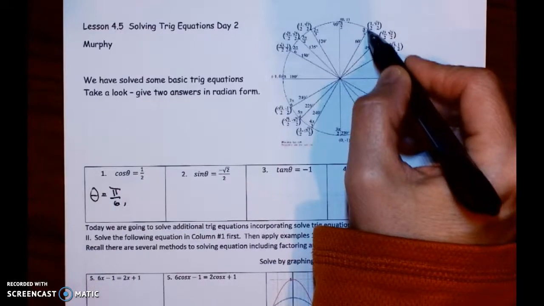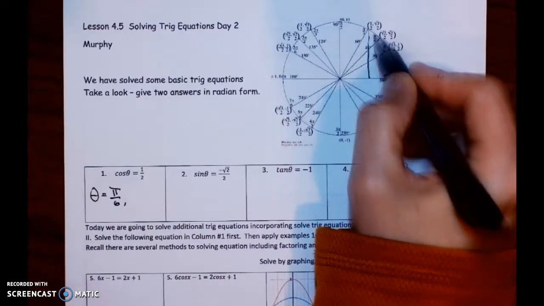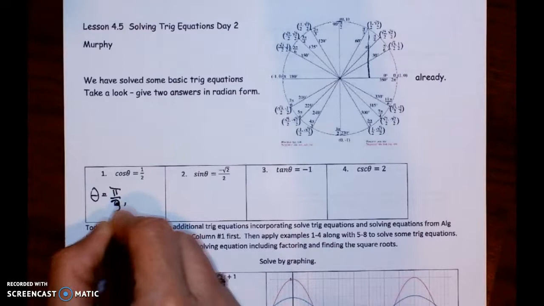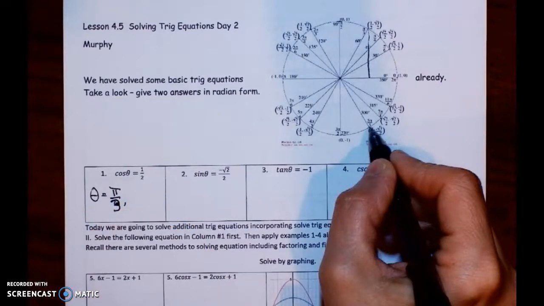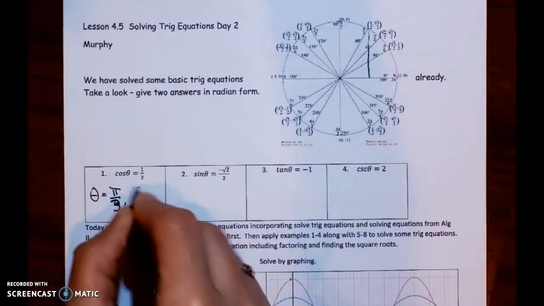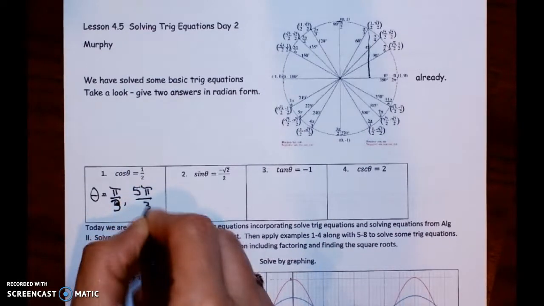Cosine is your x value, so that would be right in here. That's equivalent to pi over 3. The other place where your cosine is 1/2 is 5 pi over 3.